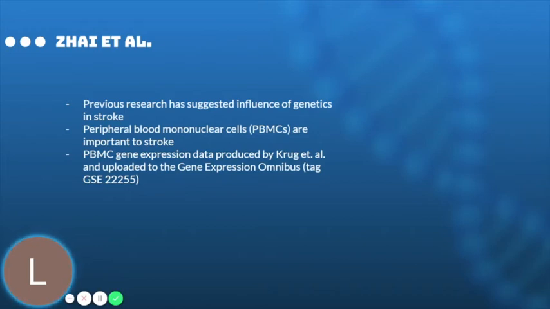Some background, peripheral blood mononuclear cells are cells that are often found after a stroke in the brain region. So they're probably very important. So previous research has been done to identify the gene expression profile of these cells, and they've been uploaded to this database, the Gene Expression Omnibus, with this specific tag.